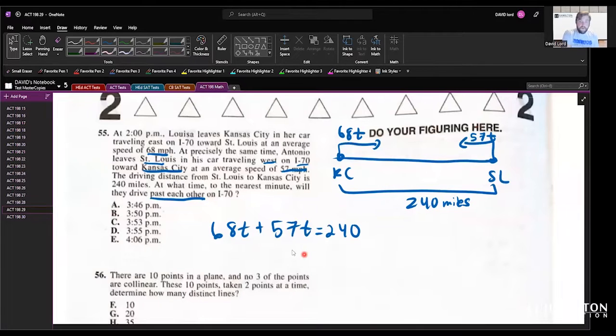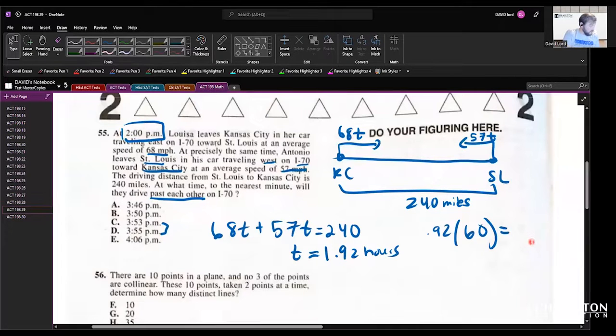And when we add them together and solve for t, we get t is equal to 1.92 hours. Well, they left at 2 p.m., so it should be pretty close to 4 p.m. But there are two answers that are pretty close to 4 p.m. So what we need to do is convert the 0.92 hours into minutes. 0.92 times 60 is going to be equal to 55 and some change. So that is why the answer was D, 3:55 p.m. versus 3:53 p.m. And if you say that 10 times fast, you'll probably get just as tongue-tied as I did.